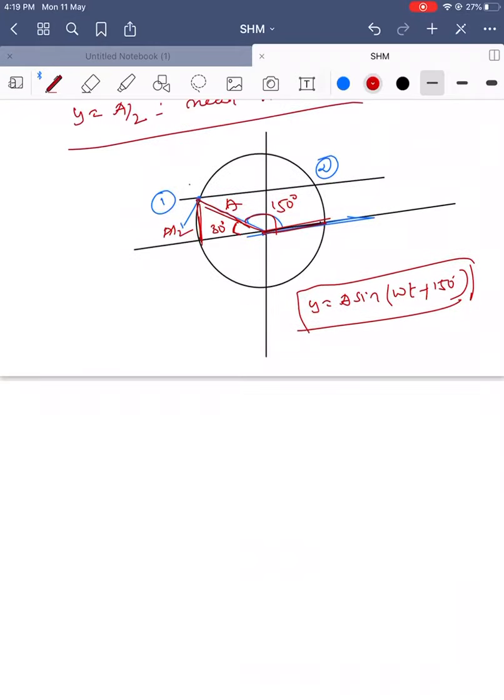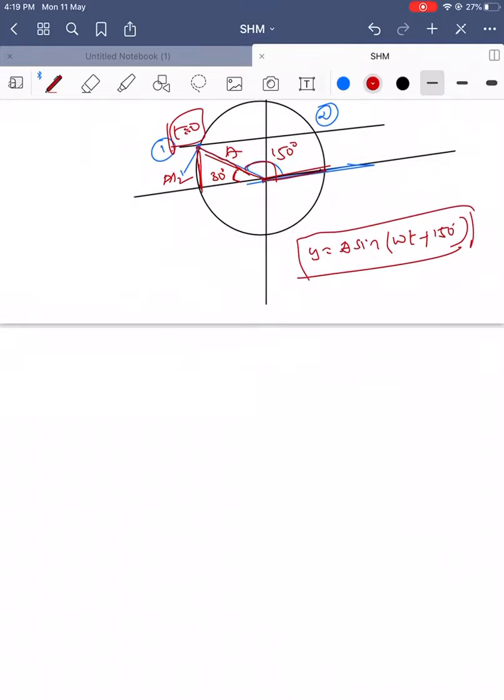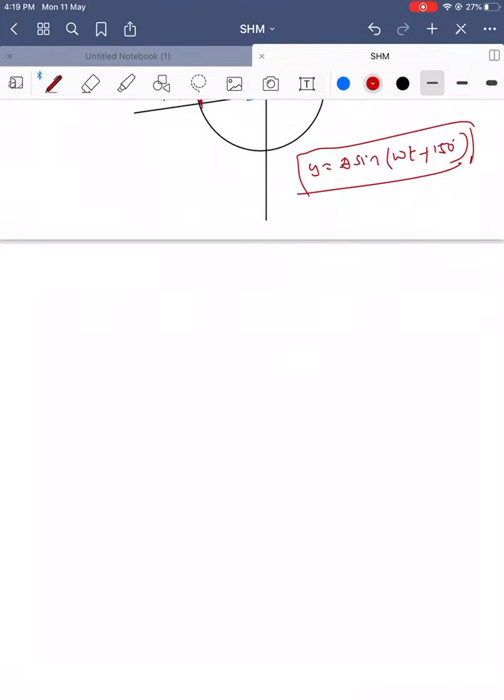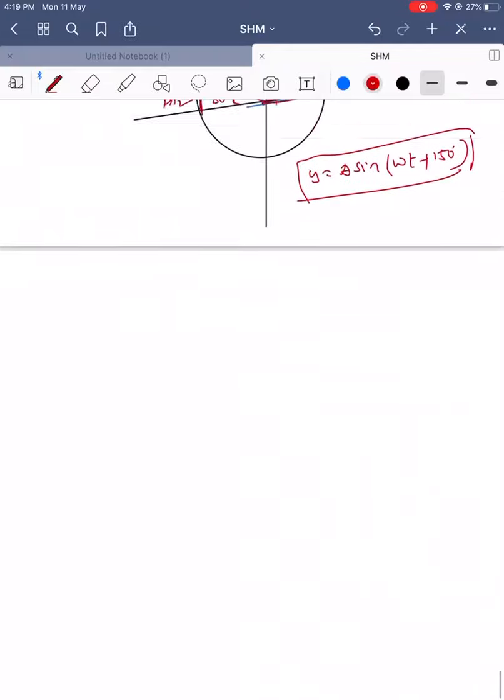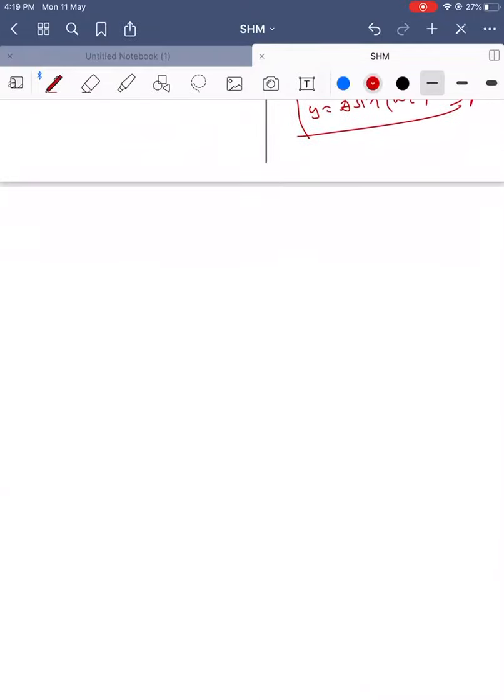At t is equal to 0, it starts from here. So it starts from this position at t is equal to 0. So let's see the next case: it is at the mean position, going to the negative extreme. Write the equation.